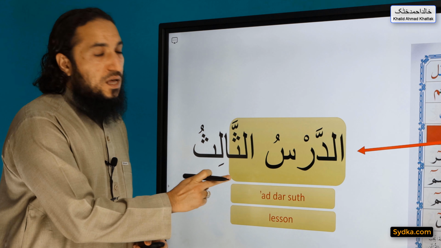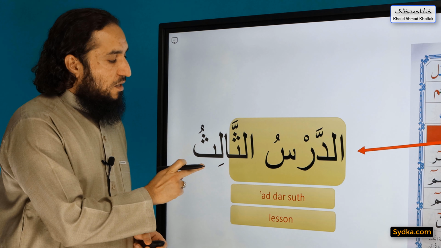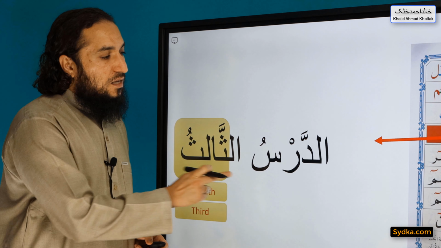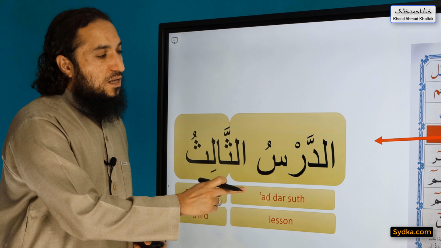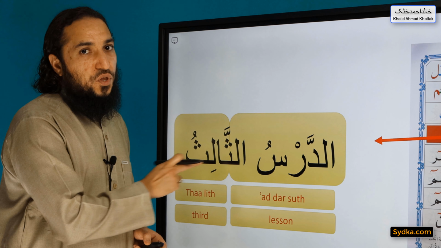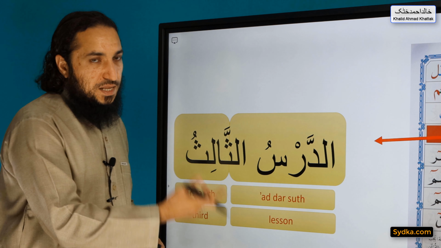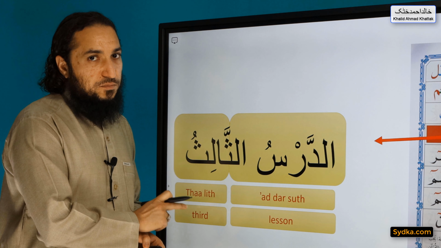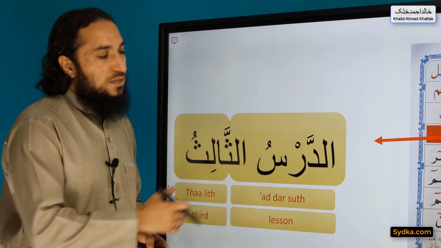الدرس الثالث. الدرس means lesson. ثالث means third, so it is the third lesson.